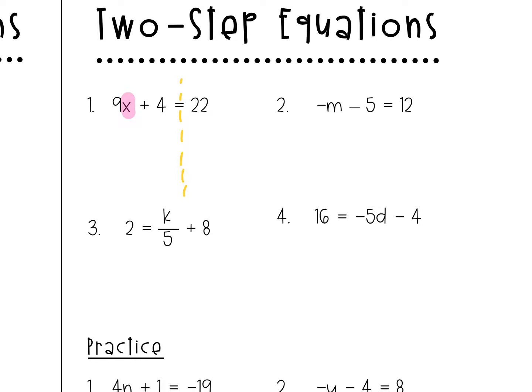So when we work this out, we always undo addition and subtraction first. So since this is plus 4, we're going to minus 4, which will cancel. But I have to do that on the other side as well. So I'm left with 9x equals 18. And then one more step, because the x is still not by itself, we'll divide by 9, which gives me x equals 2.